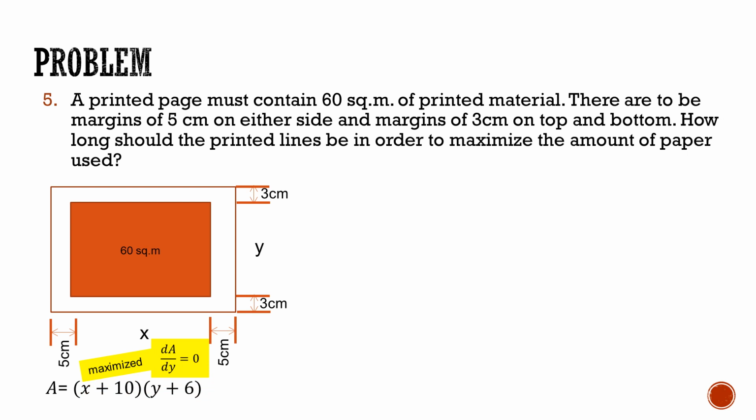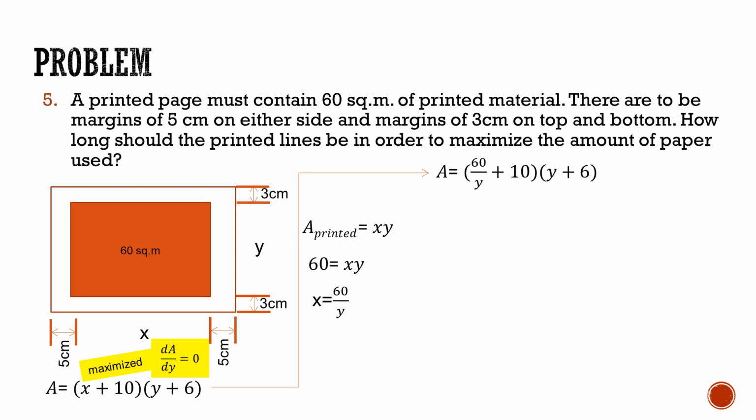I'm going to choose y here. But before that, we need to obtain another equation because we find from the area na dalawa yung variable, x and y, in terms of the area. So, we're going to use the printed area, which is 60 square meter, which equates to x times y. So, we can express x in terms of y, which is x is equal to 60 all over y. We substitute on that equation.